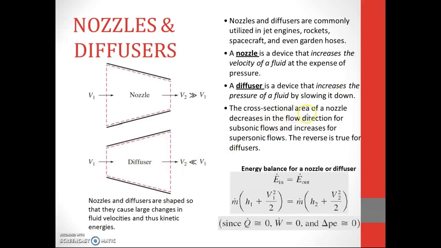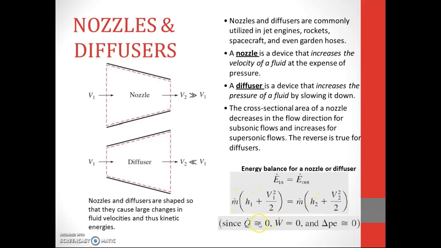Okay, so the cross-sectional area of a nozzle decreases in the flow direction for subsonic flows and increases for supersonic flows. The reverse is true for a diffuser. So the cross-sectional area must be different for nozzle and diffuser. So this is the energy balance for nozzle or diffuser. E in equals E out by assuming this is a steady flow. So the rate of E in equals the rate of E out. We have the same equation, but this one is for inlet, this one is for outlet.